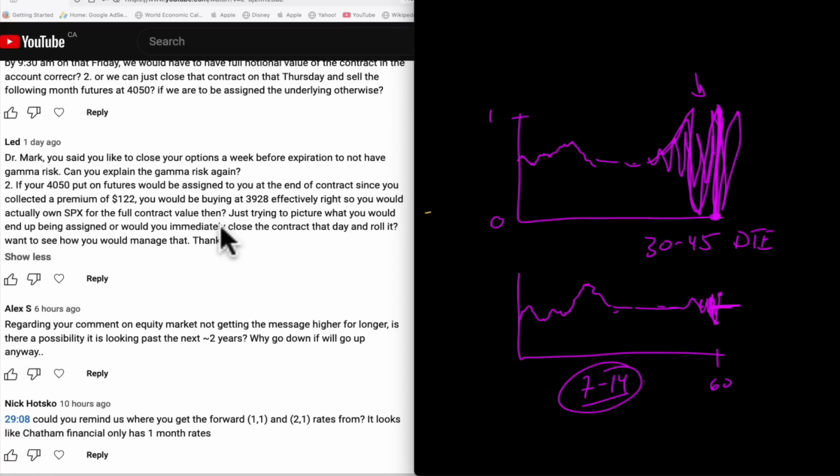Let's see, if your 40/50 put on futures would be assigned to you at the end of the contract, since you collected the premium 122, you would be buying at 39.28 effectively, right? So you would actually own SPX for the full contract value. No, they're all cash settled. There is no delivery of the underlying, they're all cash settled, but my effective put price would be 39.28, but it would be cash settled. I'm just trying to picture what you would end up being assigned.